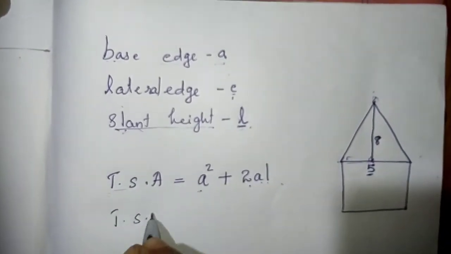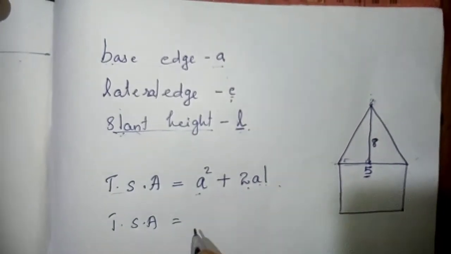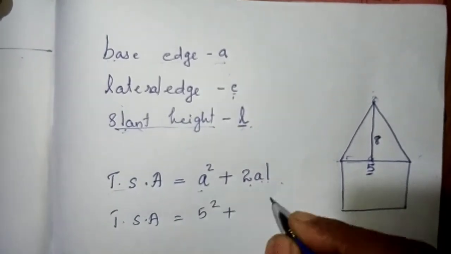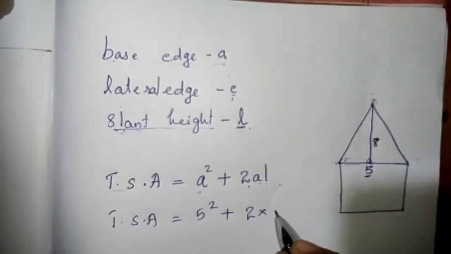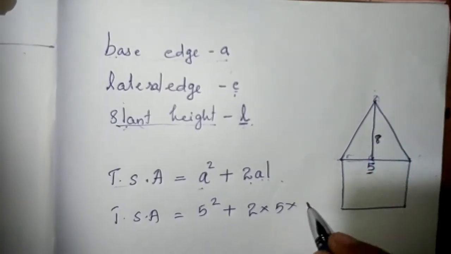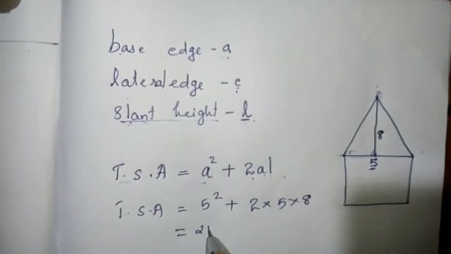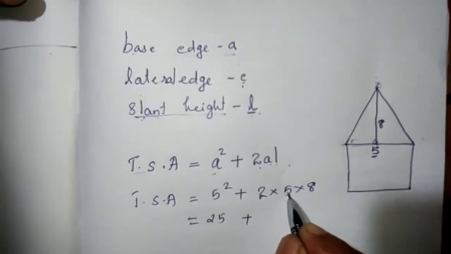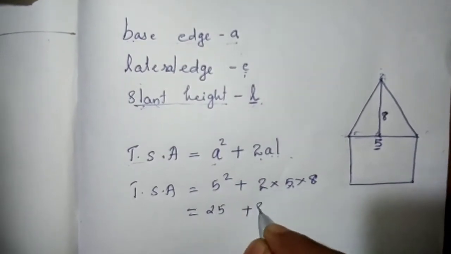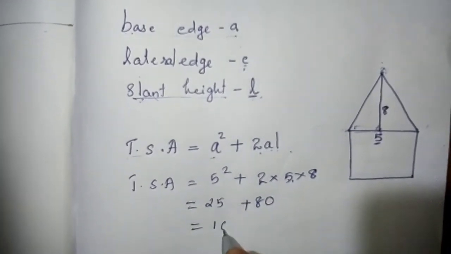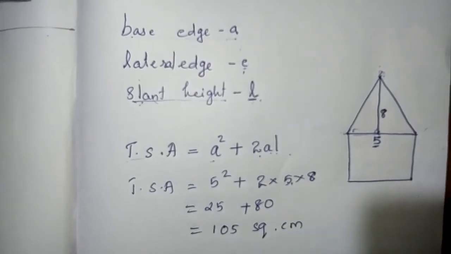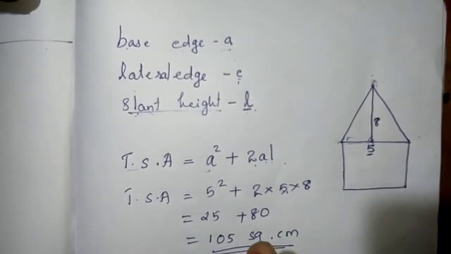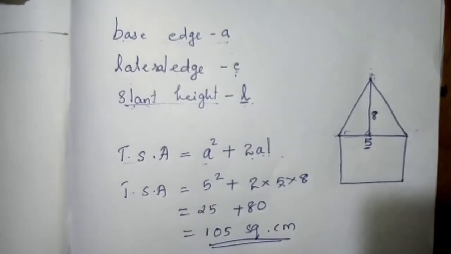Total surface area is equal to, here what is A? A is equal to 5. So 5 square plus 2AL. A is equal to 5 and L is equal to 8. That is equal to 25 plus 2 into 5 is equal to 10, 10 into 8 is equal to 80. That is equal to 105 square centimeters. So this much paper is needed to make that square pyramid.